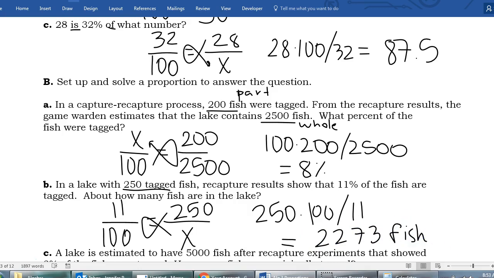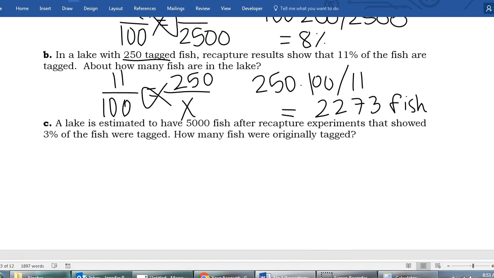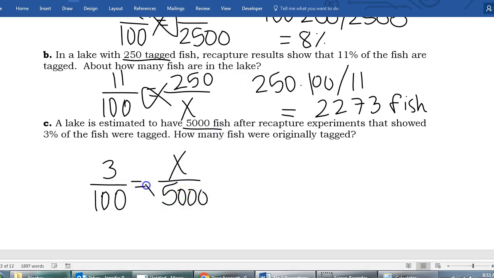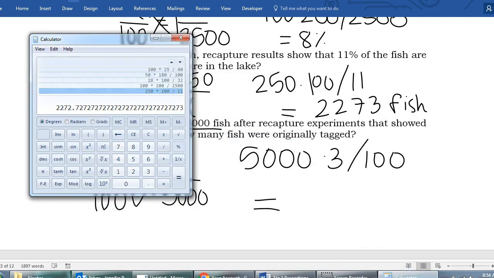Letter C says a lake is estimated to have 5,000 fish after recapture experiments that showed 3% of the fish were tagged. How many fish were originally tagged? We know 3%, so 3 goes over 100. We know that there's 5,000 in the whole lake, so that's going to go on the bottom. What part were tagged? Times divide, answer. 5,000 times 3 divided by 100. And that is 150.